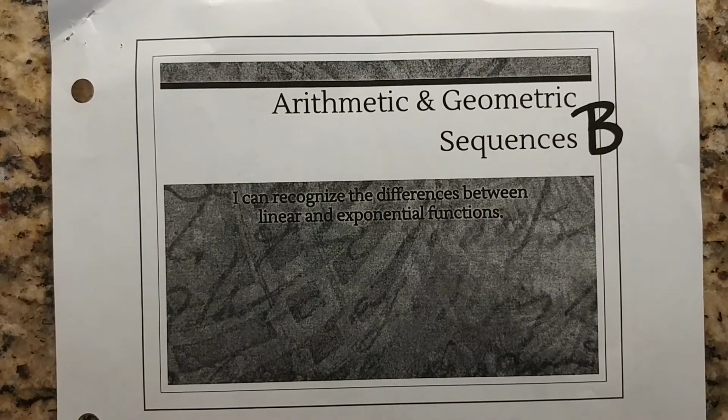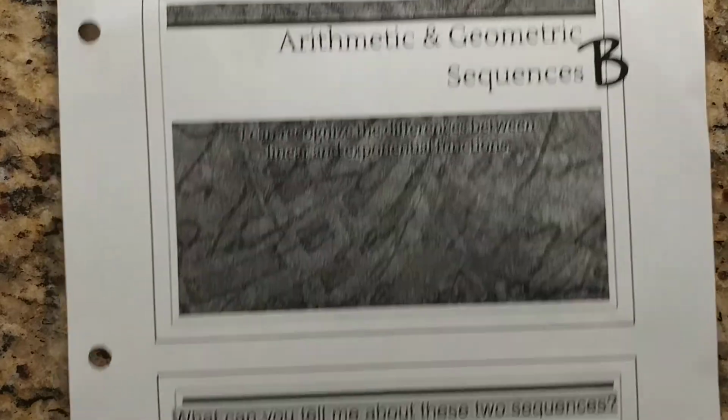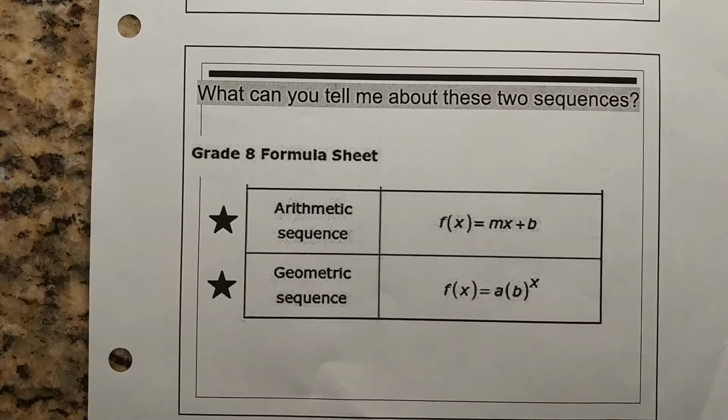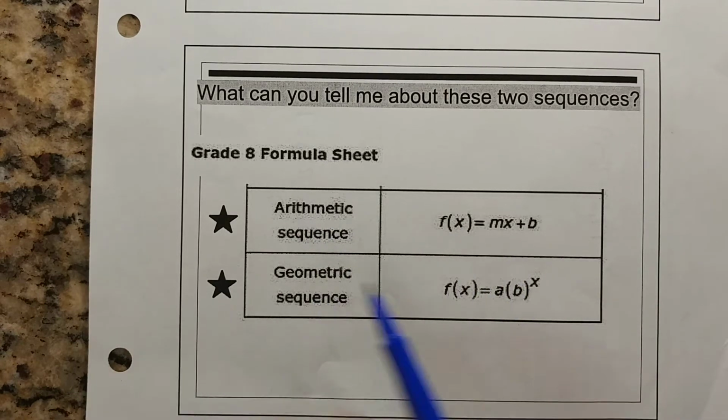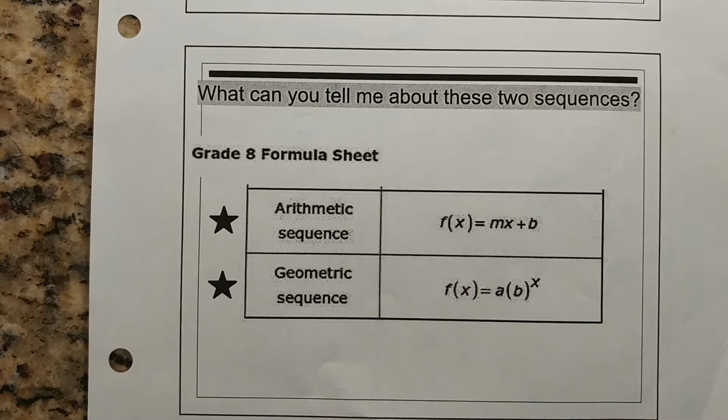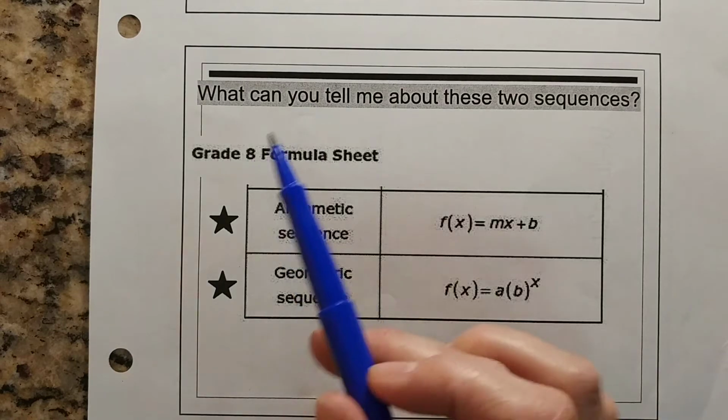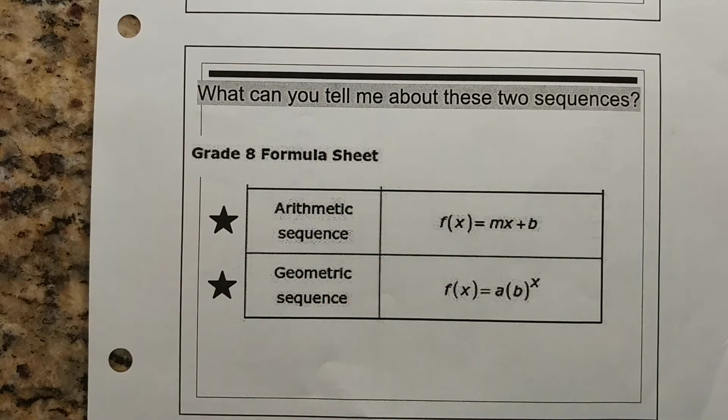Hi there, this lesson is on arithmetic and geometric sequences. This is lesson B. First we take a look at the formula sheet, and this is what you'll see. You're going to be given the arithmetic sequence with this function rule, and the geometric sequence with the exponential function rule. So think about, what could you tell me about these two sequences?